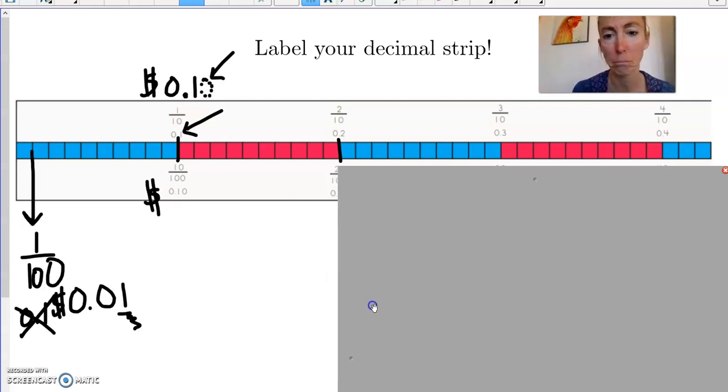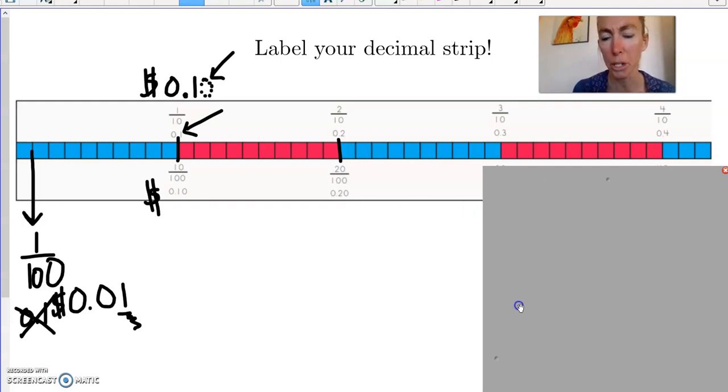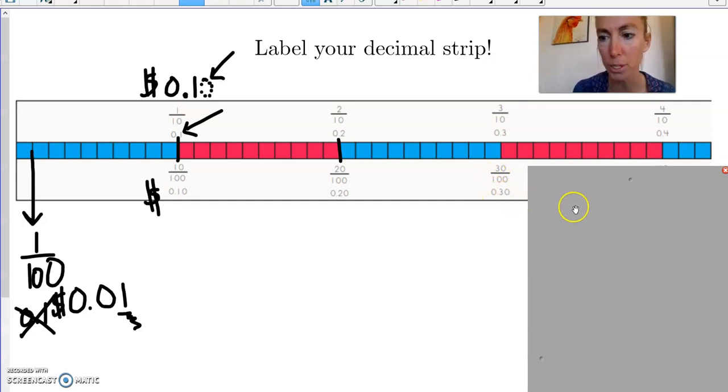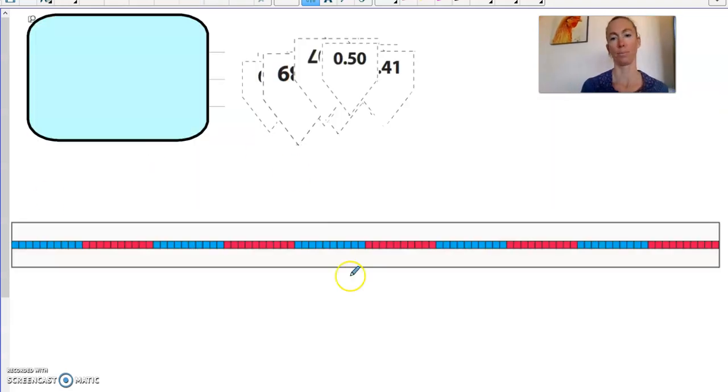Okay? All right, we have 20 hundredths. What do we have here? In 3, 2, 1, 30 hundredths. And there we have it, the decimal, 0.30. And we just keep going like that. Okay? Now the strip doesn't end here. I just didn't have any more room. So keep going like that until we get to $1 or 100 cents.